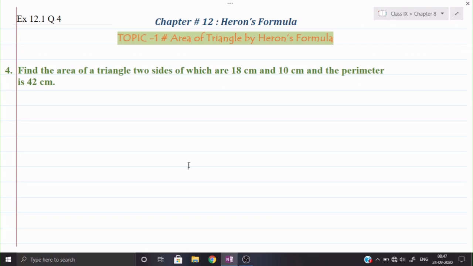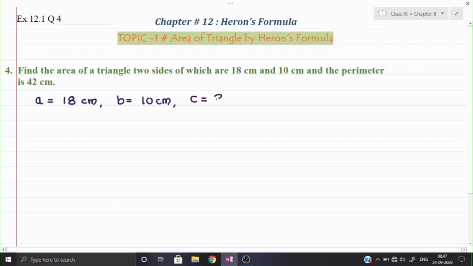So first of all we shall write down the given things. A is given as 18 centimeter, B is given as 10 centimeter, C is equal to question mark. Then the perimeter we will denote by the symbol P, because semi perimeter we denote by the symbol S. So perimeter is denoted by P, that is 42 centimeter.